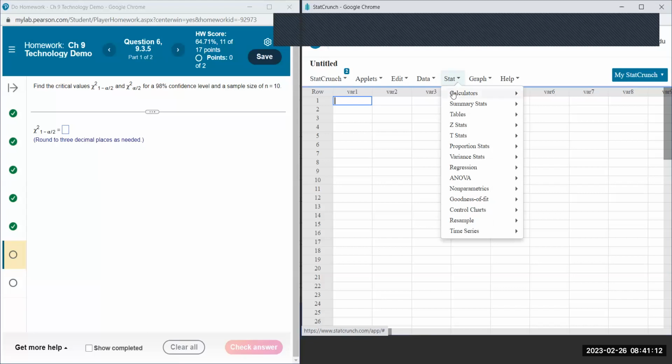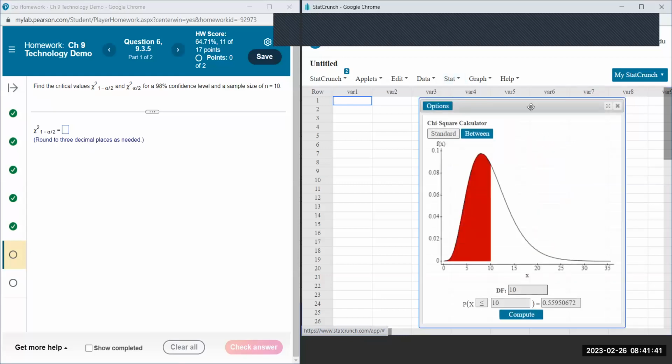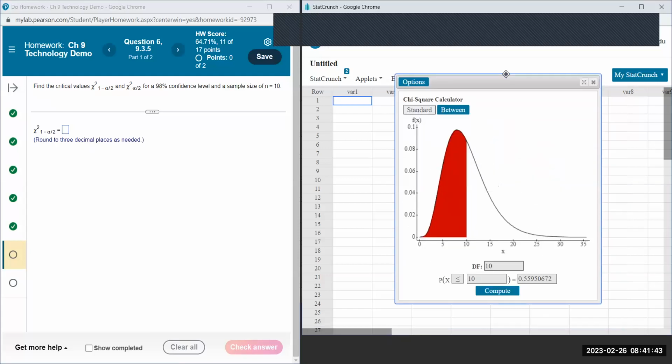So stat calculators. We've used binomial in the past. Normal will be for proportions. T will be for means. And for the one where there's no standard deviation or variance here, it ends up being this thing called chi-square. These are used when we're doing tests on standard deviations or variances.